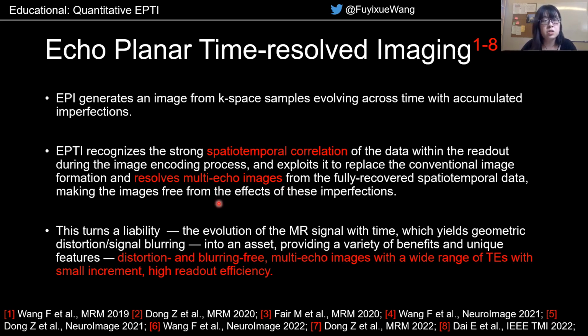And this can turn a liability, which is the evolution of the MR signal with time, which yields geometric distortion and signal blurring, into an asset, providing a variety of benefits and unique features, including distortion and blurring-free images, multi-echo images with a wide range of TEs, and also the high readout efficiency.